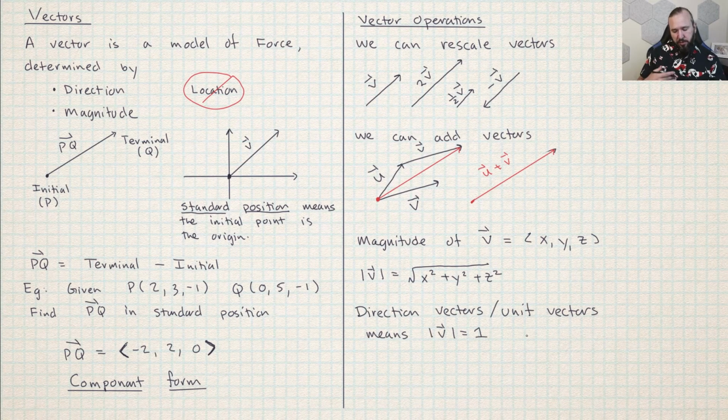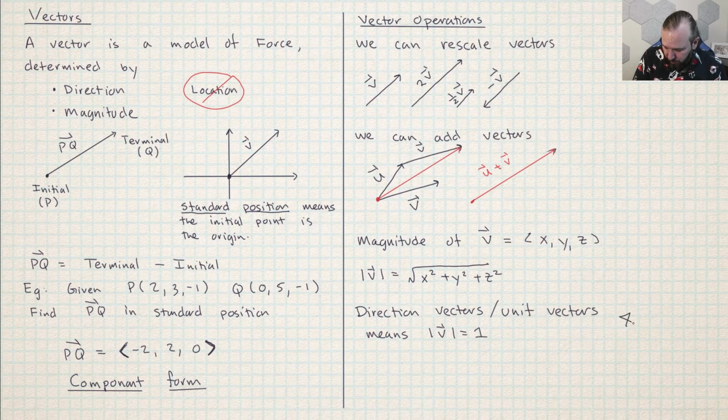We can also measure the direction that a vector is pointing in. We call these direction vectors or unit vectors. Unit is the word in math that means one. So if you ever see somebody say that it is a direction vector, or if you're asked to find a unit vector, what that means is you're looking for a vector whose magnitude is 1.